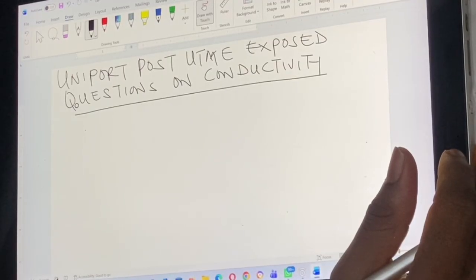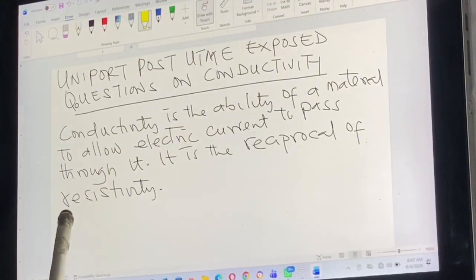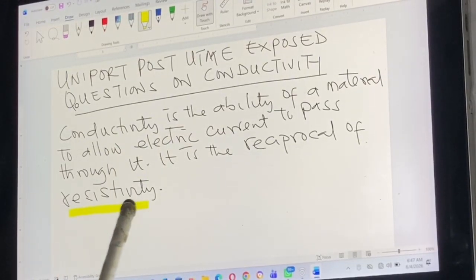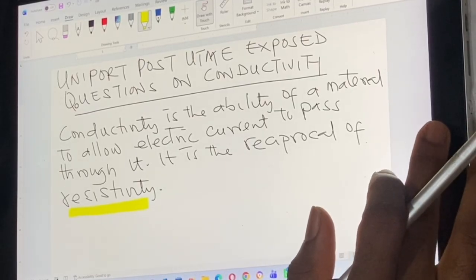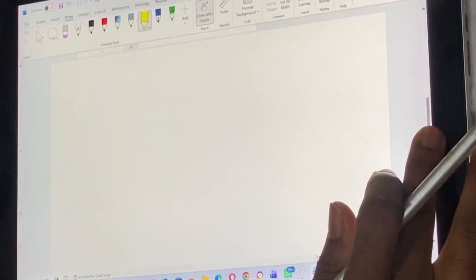Mathematically, it can be defined as the reciprocal of resistivity. If you have not watched my video on resistivity, please do that, so you can understand this lecture perfectly. Okay, so let's write down the mathematical expression of conductivity.